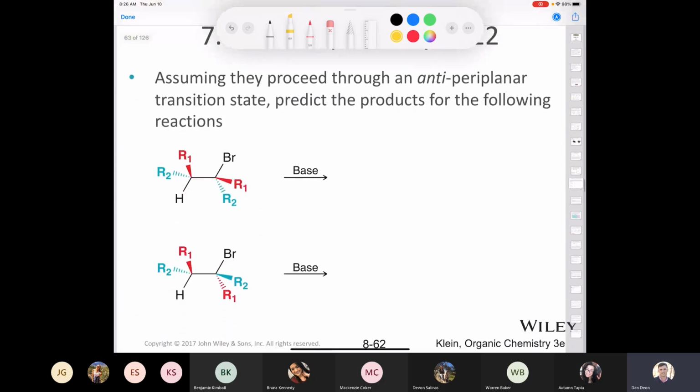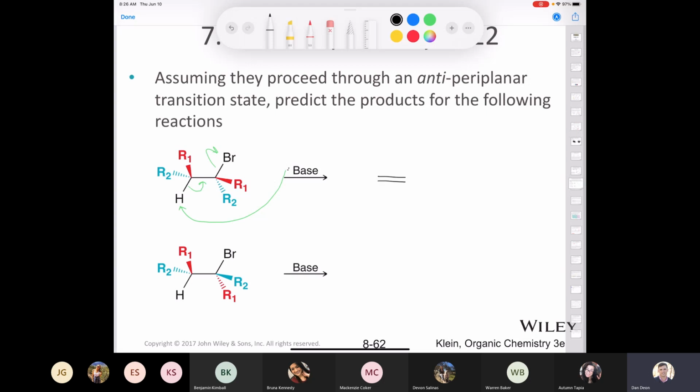Okay, so with that in mind, let's take a look at these two examples. It says, assuming that they both proceed through an anti-periplanar transition state, predict the products for the following reaction. Well, look, we're going to start with this one. I've got my base. I'm going to put a lone pair here, and I'm going to draw the curved arrow. So I'm going to pull off this proton, make a double bond, and then lose the leaving group. So I'm going to form a carbon-carbon double bond like that.